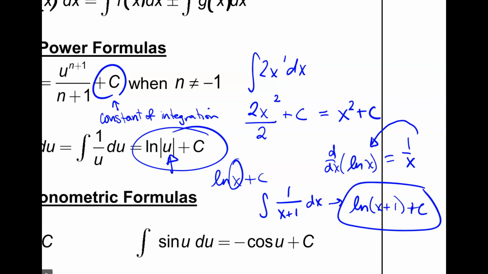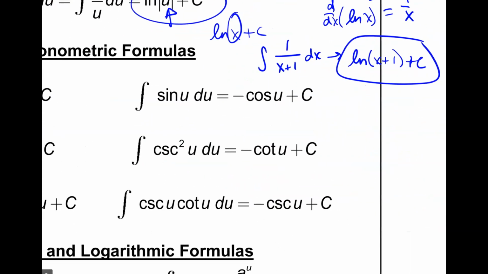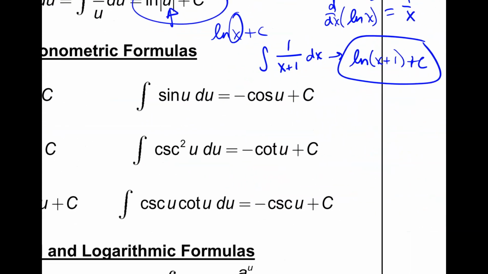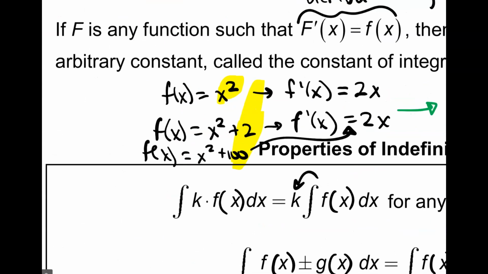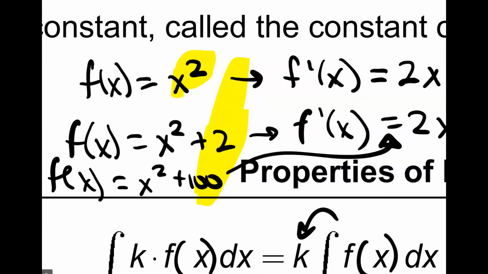Why do we need a constant of integration when it's supposed to be the antiderivative? The c does. You were here when I went over all of these functions. Is x squared the same thing as x squared plus 2? No, those are two different functions. One looks like this, the other is up by 2. But the derivative for both of those functions is 2x.